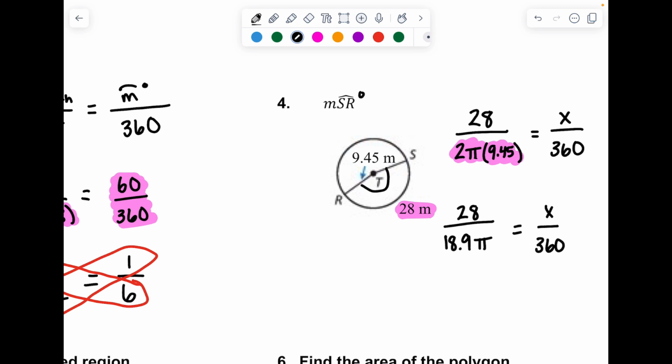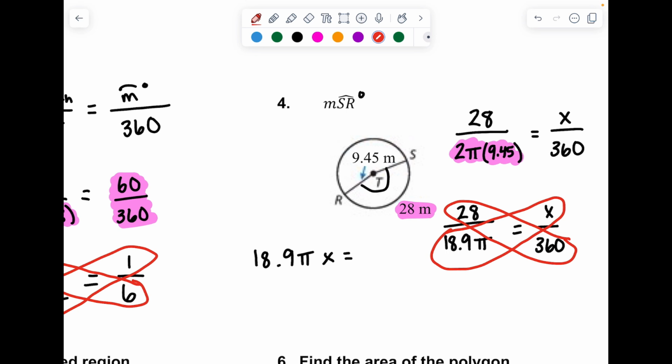And now we just need to cross multiply. So let's start here. 18.9 pi times x is just 18.9 pi x. And that's equal to, cross multiply on this side, and you've got 28 times 360, and that is 10,080.